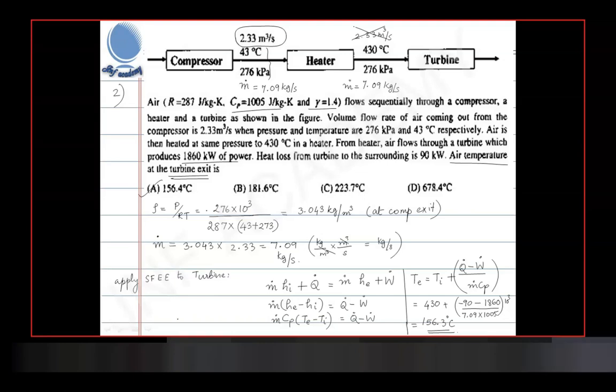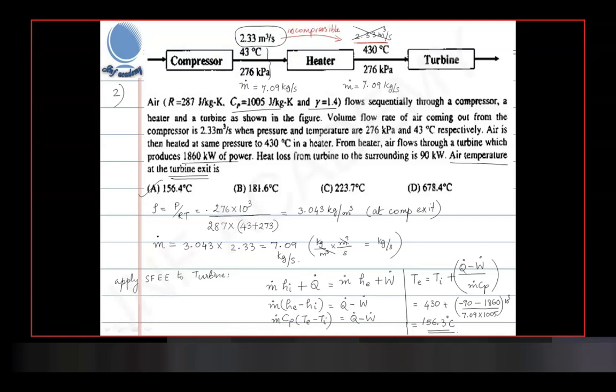Okay, what are the possible sources of error? What kind of error could we make? I have seen my students making these errors. If you did not make the errors, well and good. If you're making these errors, try to avoid them consciously. One is they may assume that the same volume flow rate is present here. That's a conceptual error, because you're treating the fluid to be incompressible.